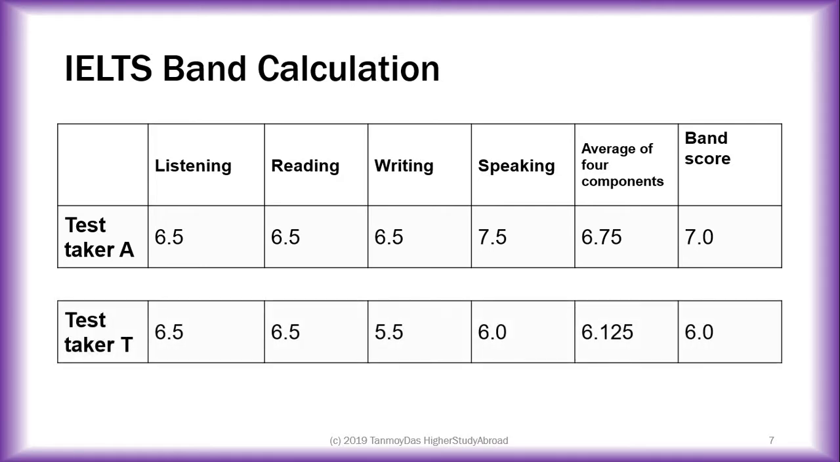Now let's consider another example here. Another test taker is getting 6.5 in listening and reading, writing 5.5, speaking 6. Now for this case, his average is 6.125. Now it will be going down to the lower band, which means 6.0.